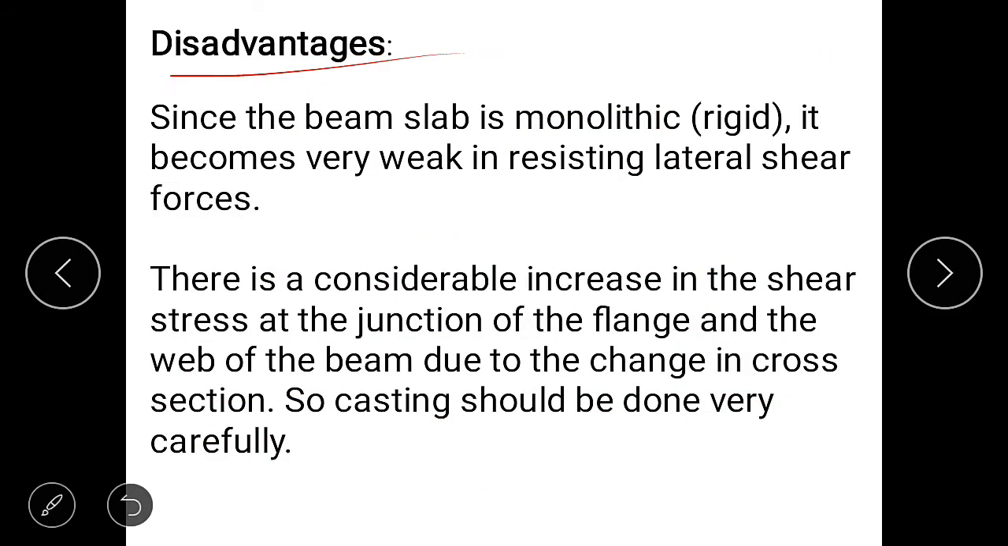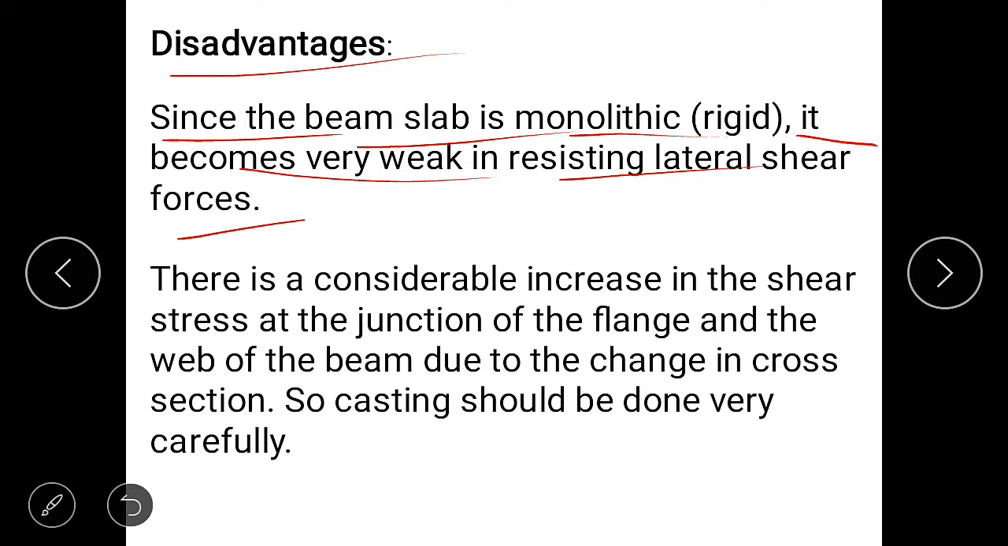Now disadvantages: since the beam and slab are monolithic, it becomes very weak in resisting lateral shear forces. When we cast beam and slab monolithically, at that time it becomes very weak in resisting lateral shear forces. It is very weak to take lateral shear stresses.